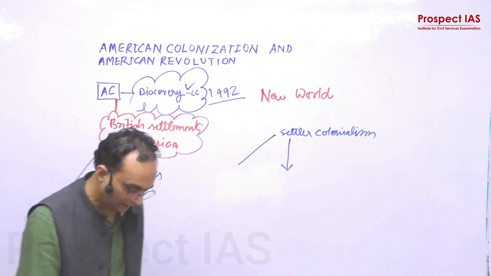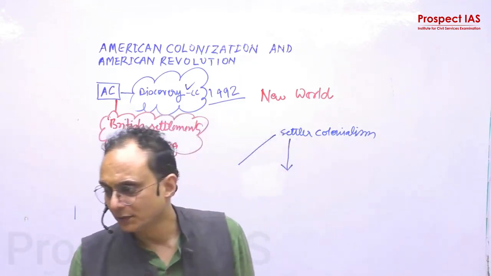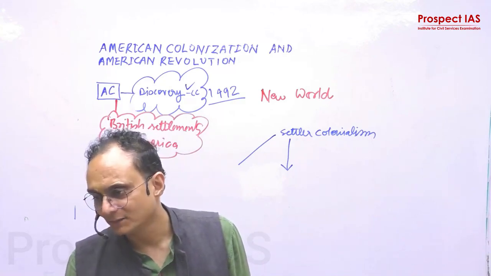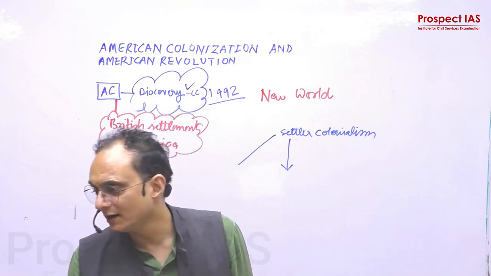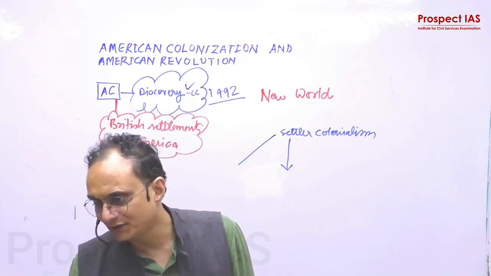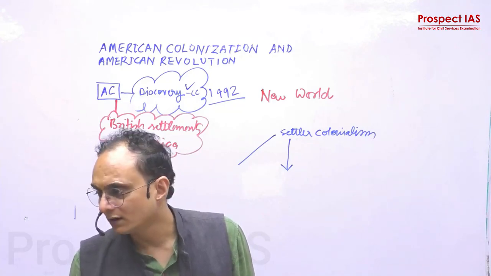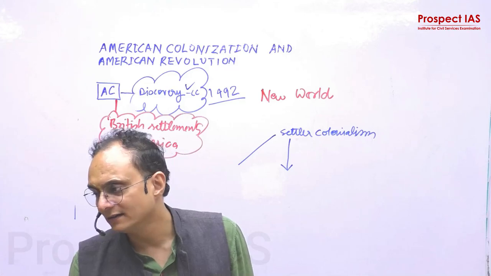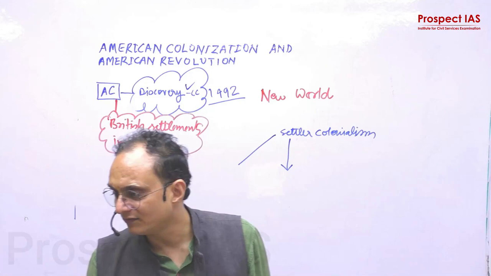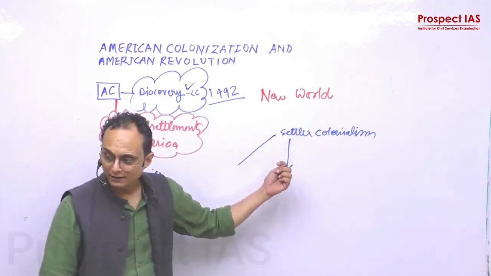Okay, what happened in India? Britishers came, but they never settled in India. They came here to rule. They came here for a service tenure, but they never adopted India as their country. They went back after 1947. But what happened in America?